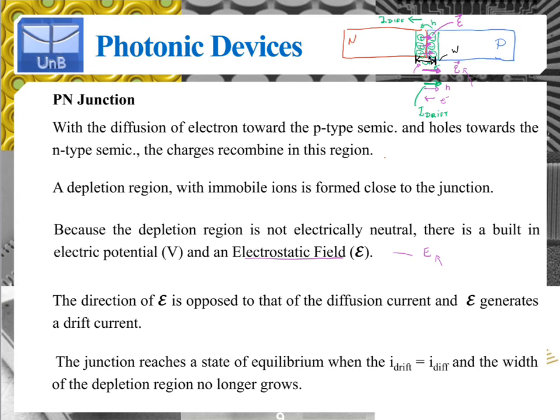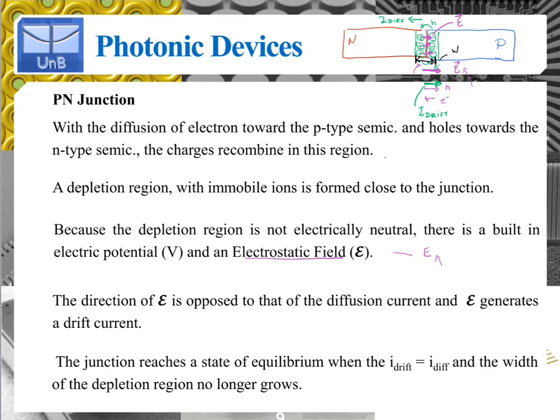Now these immobile ions are responsible for an electric field E, which causes a drift current in the direction of this electric field, opposing the diffusion current, so an equilibrium is reached where the depletion region no longer grows. Right, so these are the concepts that we have seen, and now in this part of the lecture we're going to discuss the band diagram and how the bending of the band diagram occurs.